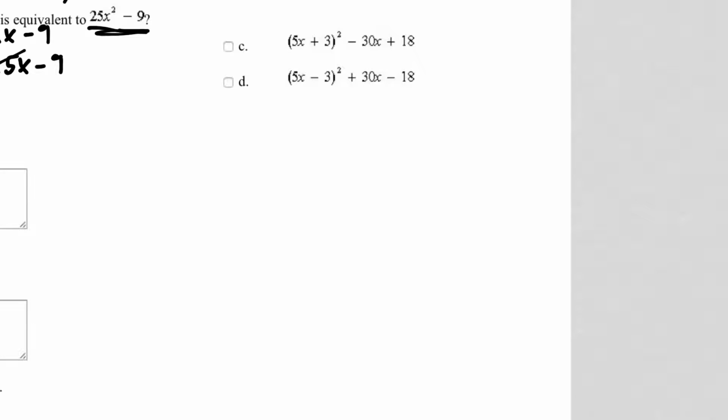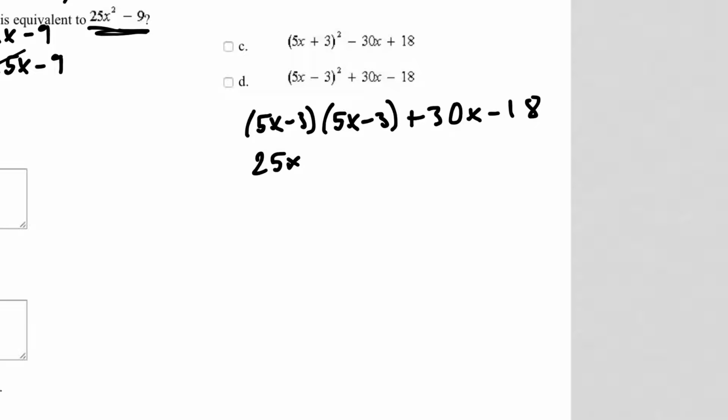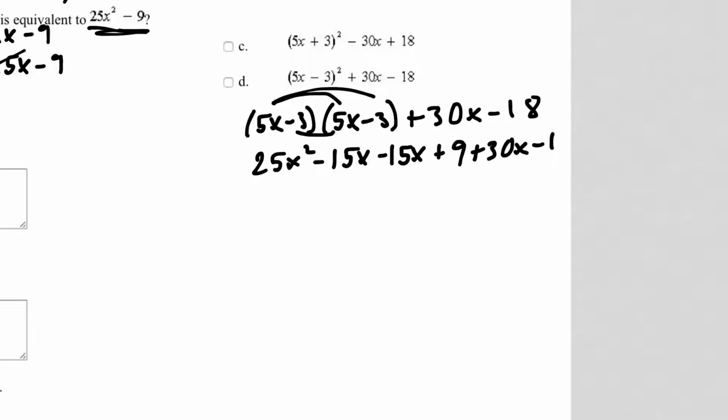So let's try D. D is the same idea. (5x minus 3) times (5x minus 3) plus 30x minus 18. 5x times 5x is 25x squared. 5x times negative 3, right here, this is what I'm doing right now. I did that one, and I'm doing the next one. Minus 15x. Negative 3 times 5x, this one right here, is minus 15x again. And negative 3 times negative 3 is positive 9. And then plus 30x minus 18 at the end.